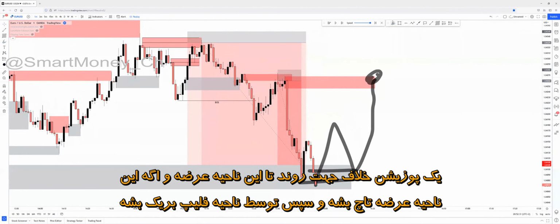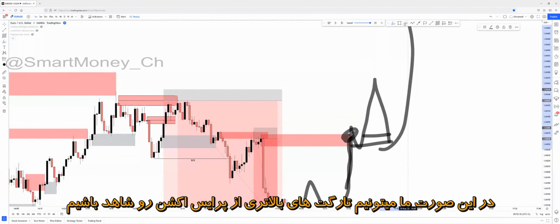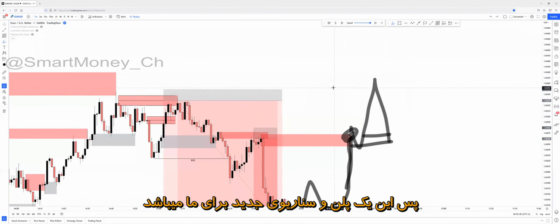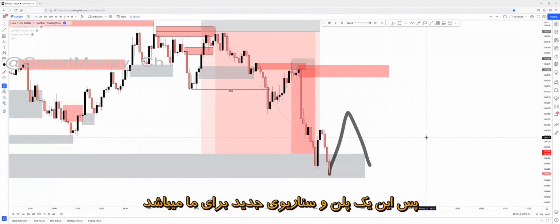If this supply will be tapped and this supply breaks with a flip zone, then we'll be able to target higher price action. So this is a new plan for us. This is a new narrative for us. Let's see what happens.